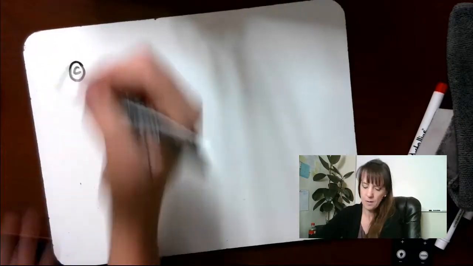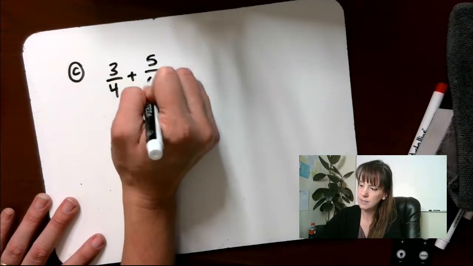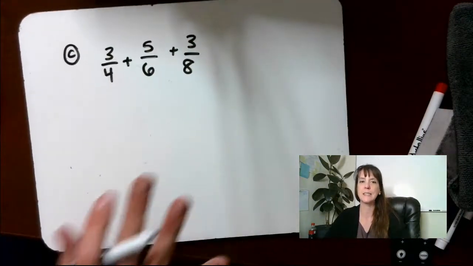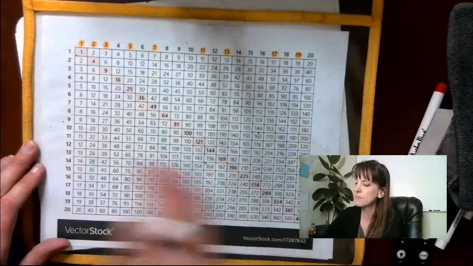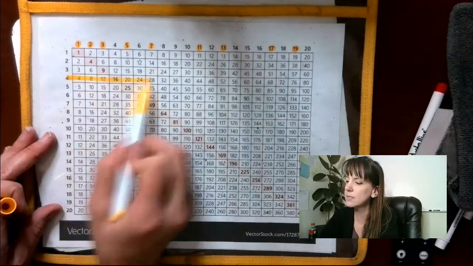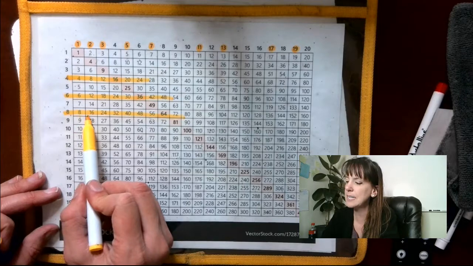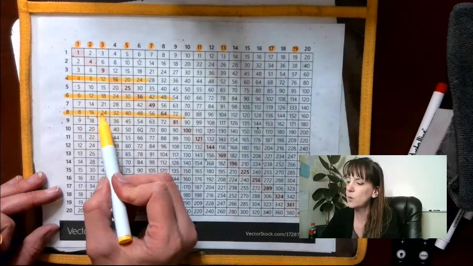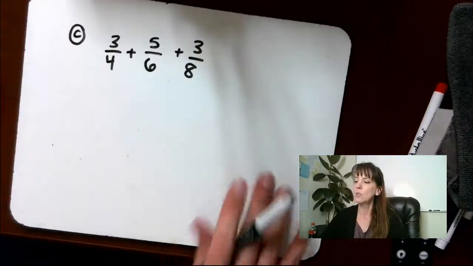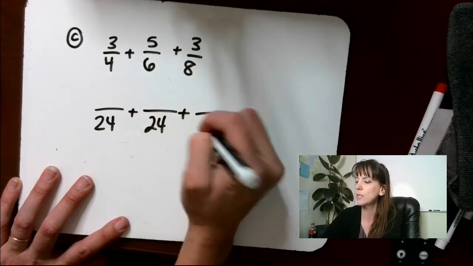C. We have 3/4 plus 5/6 plus 3/8. All right, 4, 6, and 8. Let's look at 4 and 6 first. So we got 4 here, 4 and 6, and then 8. All right, so 8, 16. Oh, I see 16 and 16 here. 24, 24, 24. It looks like 24 is our winner. So we're going to have 24 plus 24 plus 24.